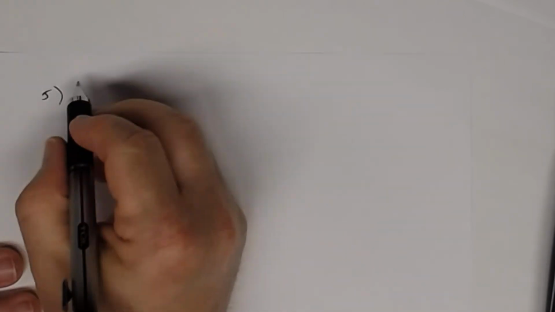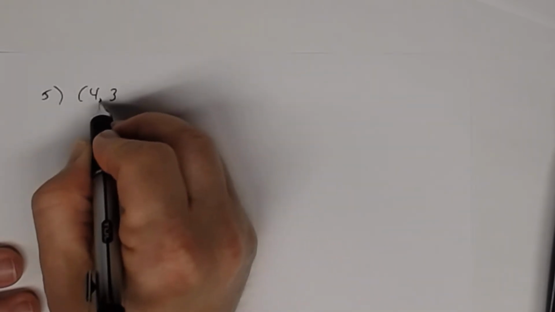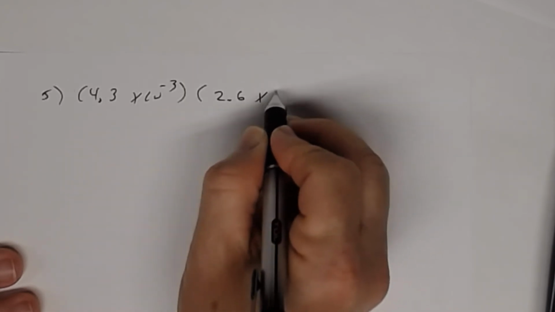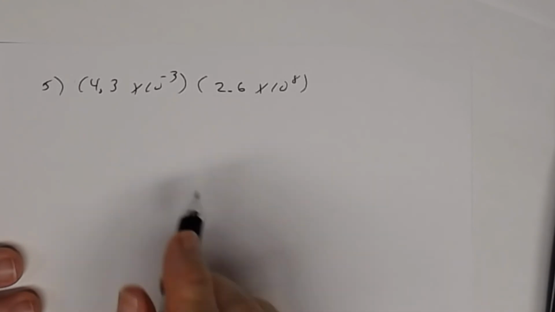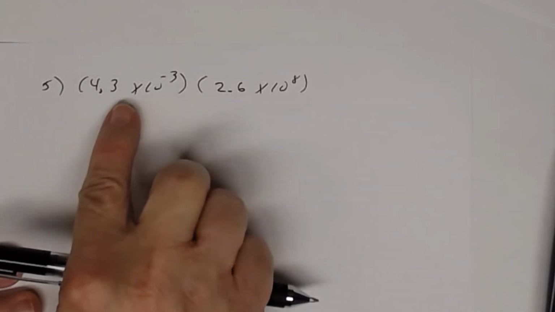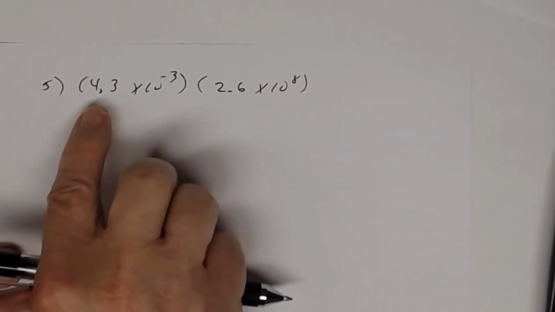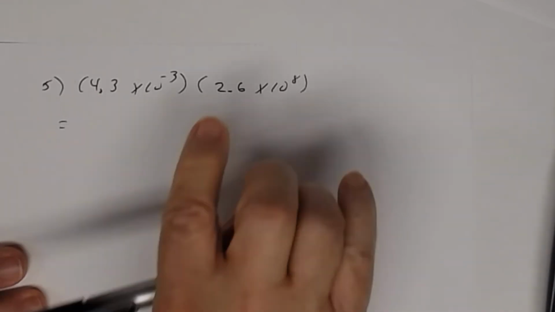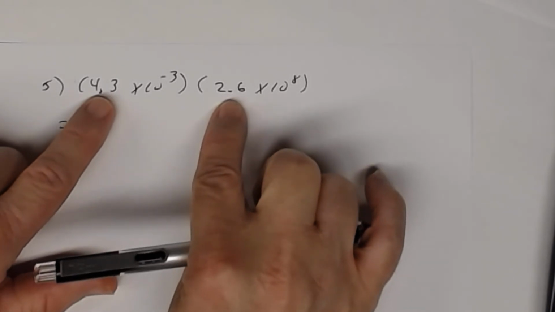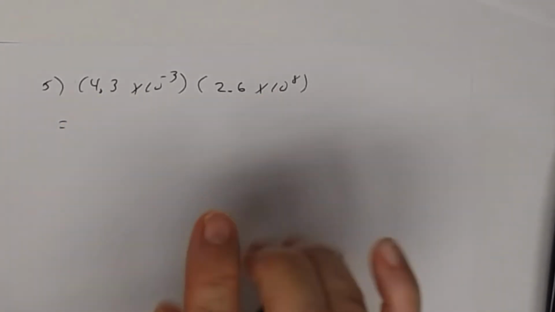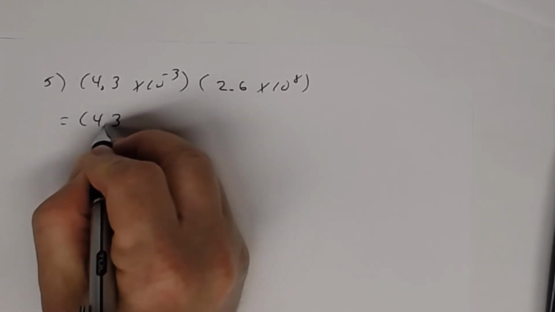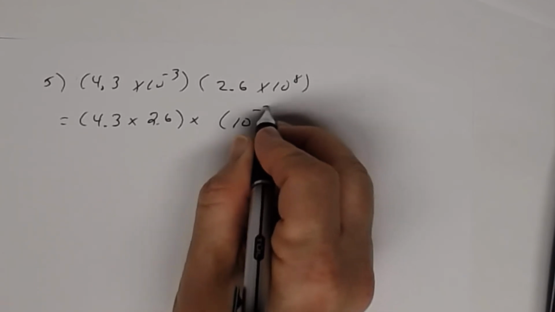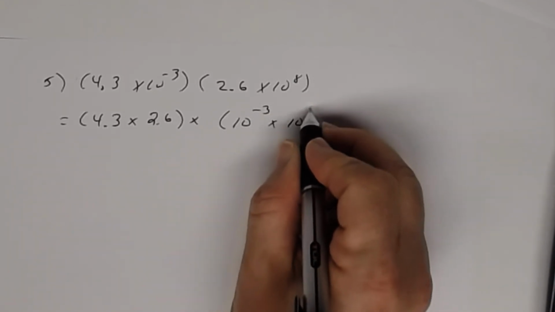Okay, number 5, we have 4.3 times 10 to the negative 3rd times 2.6 times 10 to the 8th. All right, so these are two numbers written in scientific notation. Since this is all multiplication, I know that multiplication is commutative, so I can put the coefficients together, and then I can put the powers of 10 together. So 4.3 times 2.6 times, and then the powers of 10, 10 to the negative 3rd times 10 to the 8th.